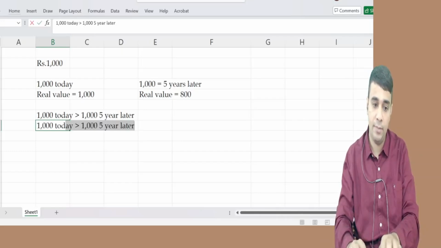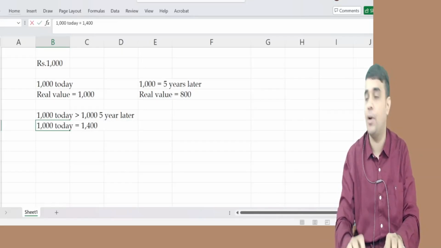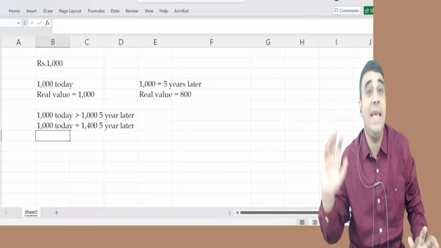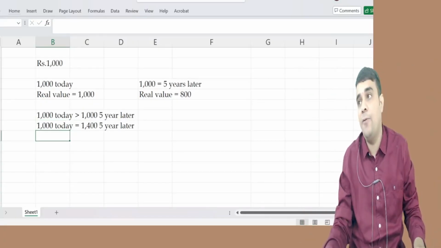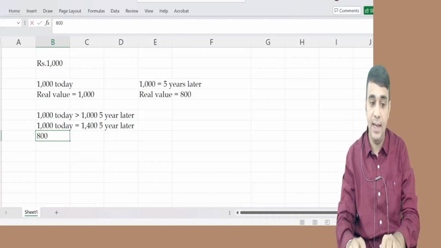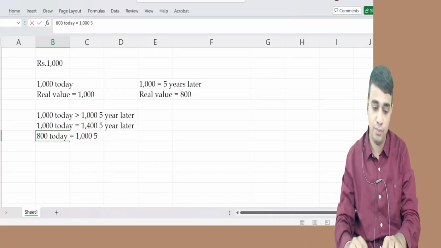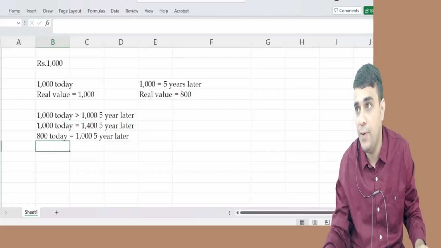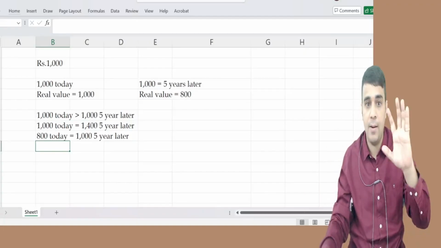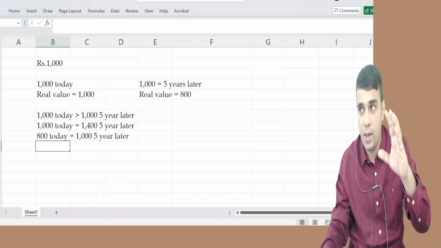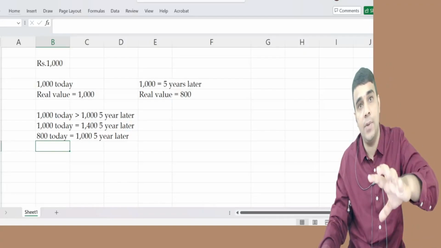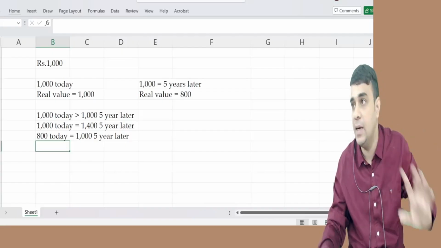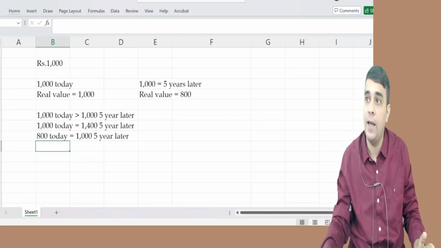Second conclusion: 1000 today is equal to 1400, some random number. Okay, don't worry about whatever number I write. Today's 1000 is like 1400 five years later. Or you can say 800 today is equal to 1000 five years later. Don't worry about the numbers, but the concept is very simple. 1000 today is not equal to 1000 five years later.